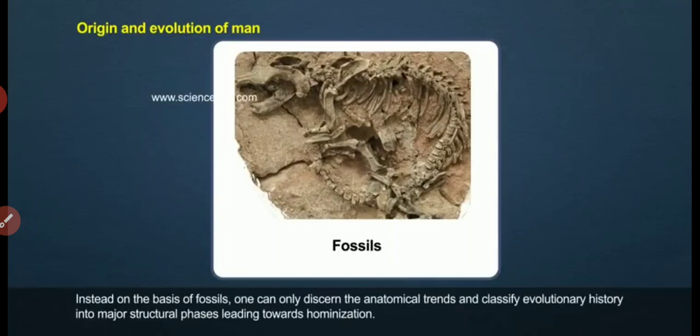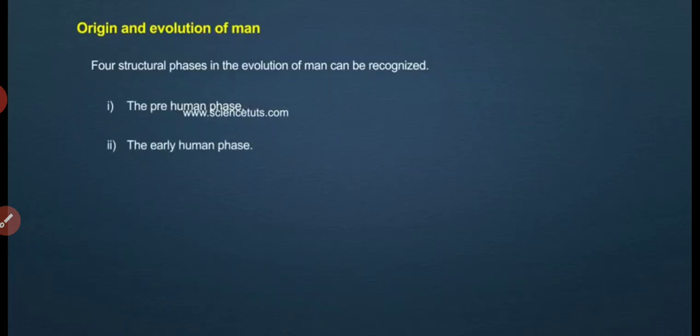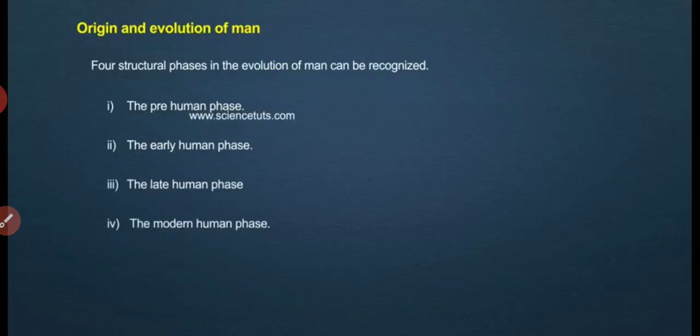On the basis of fossils, one can only discern the anatomical trends and classify evolutionary history into major structural phases leading towards hominization. Four structural phases in the evolution of man can be recognized: 1. The pre-human phase. 2. The early human phase. 3. The late human phase. And 4. The modern human phase.